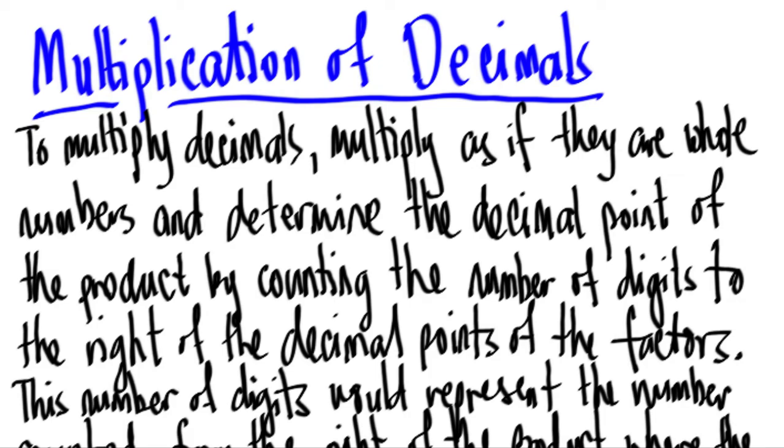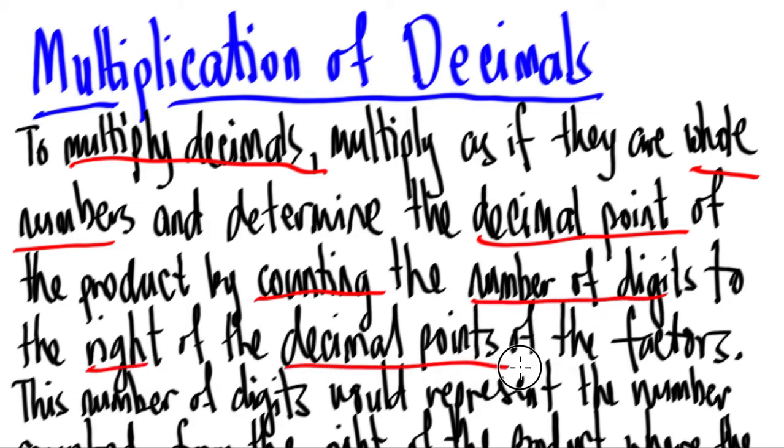Okay, so hi there folks, we're now in our next video about the operations on decimals, and in this video particularly we're going to talk about multiplication of decimals. So to multiply decimals, we multiply as if they are whole numbers, so we're going to treat them as normal numbers, and determine the decimal point of the product by counting the number of digits to the right of the decimal points of the factors.